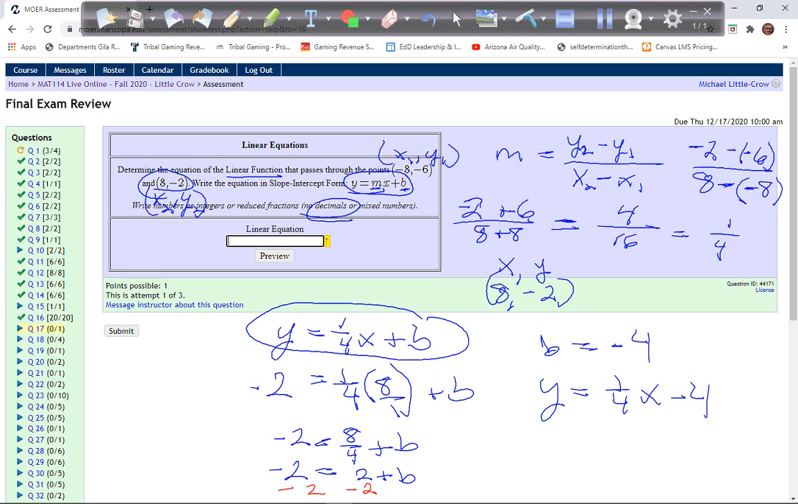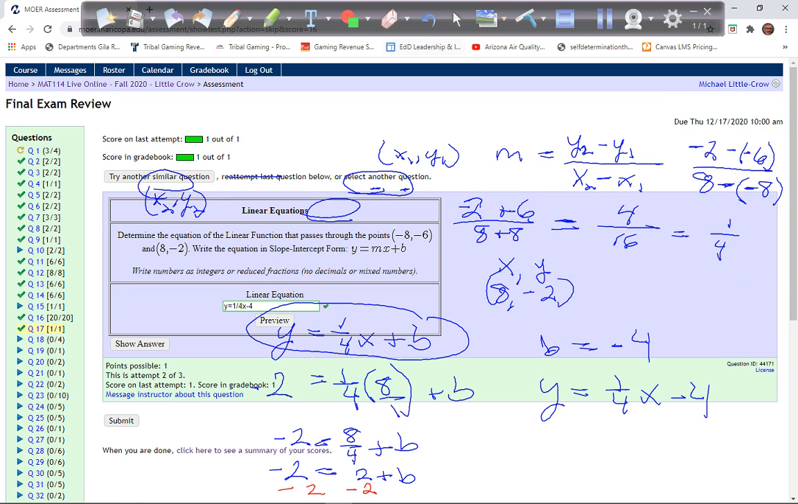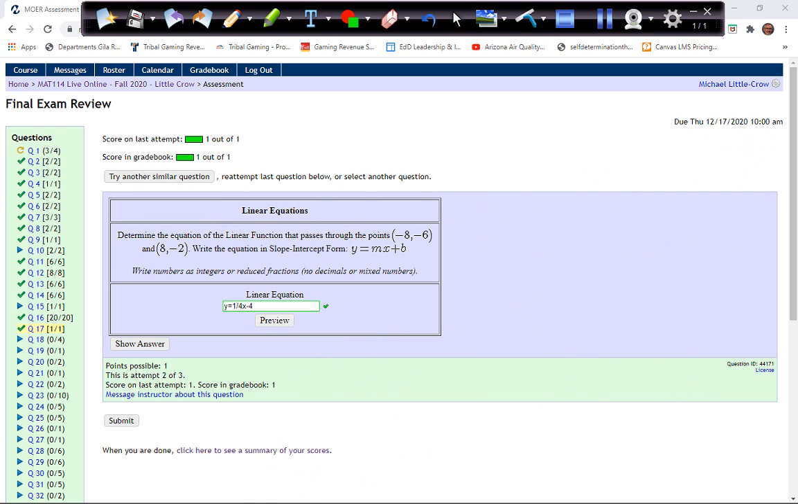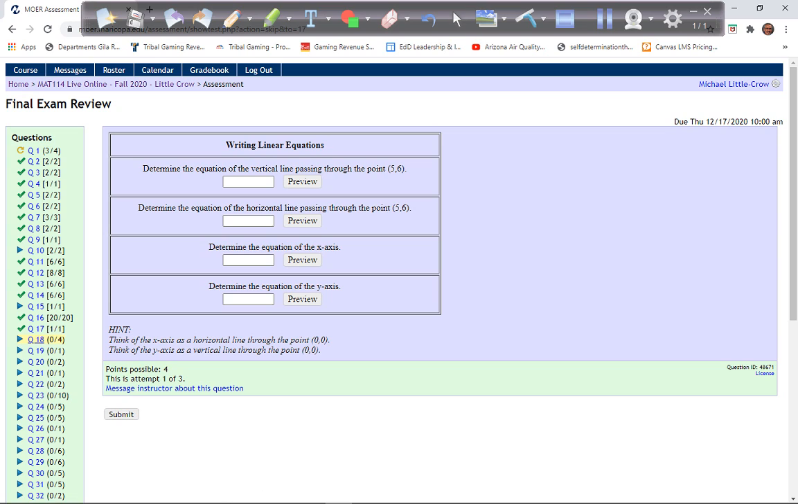Put that in. And they want the equation, so we do have to put the equal sign. y equals 1 divided by 4 x minus 4. And again, you could also use decimals, but it checks the syntax for us. We're all okay. Let's see if it worked out. It worked out good. That's 17. Move on to 18.